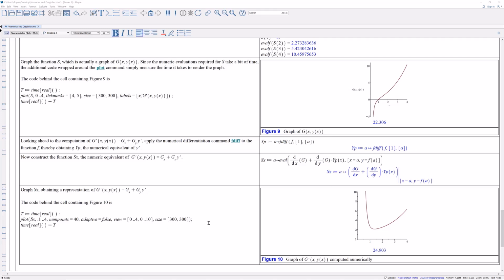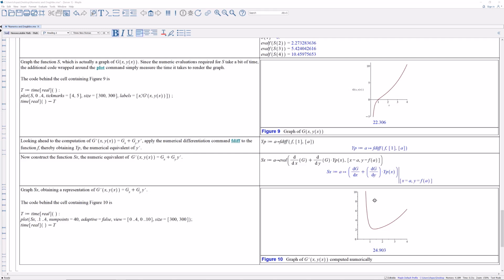What does it look like? So here is the command for graphing that. I wrapped it in time real. Turns out it took roughly 25 seconds for this graph to be drawn. So every time I did an experiment to see what little changes I should make to the graph so it looks nice, I was sitting here drumming my fingers on the desk for 25 seconds.